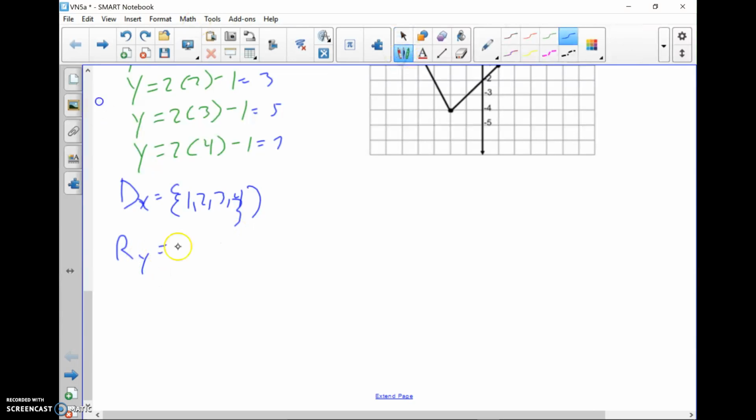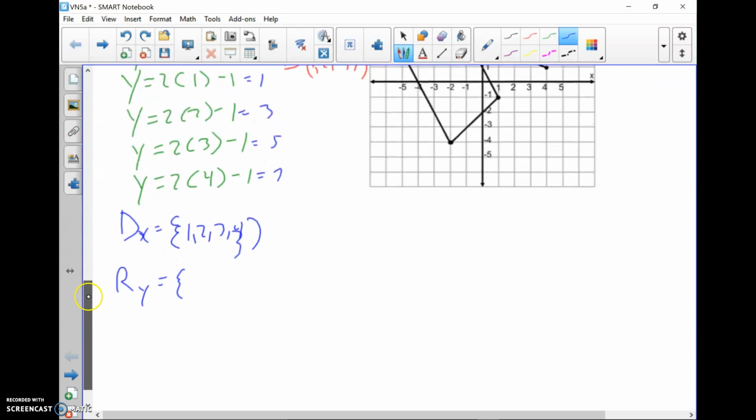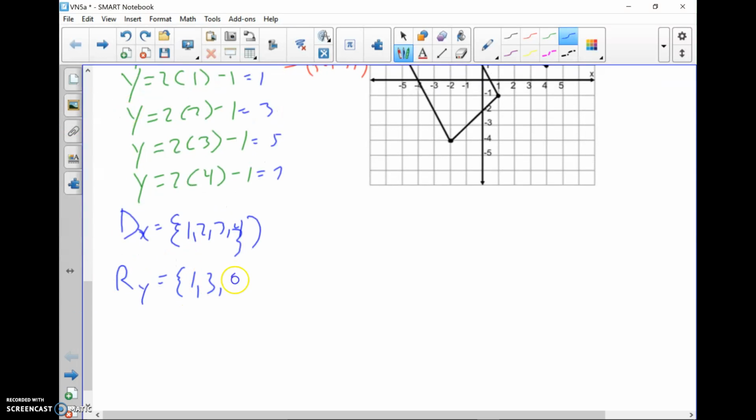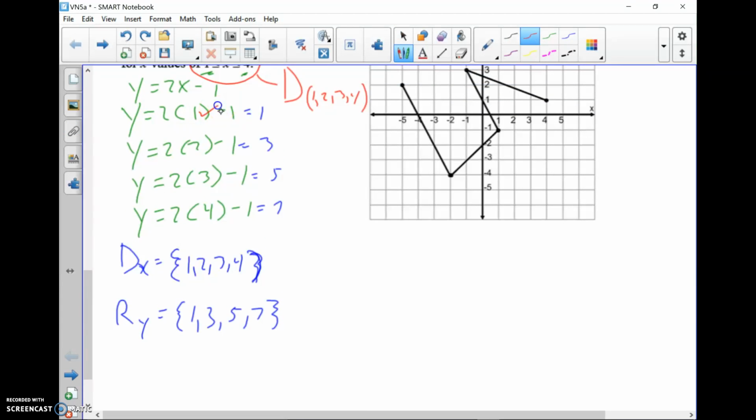All right, my range was that outputs. We plugged in 1, 2, 3, 4. We got out 1, 3, 5, 7. That's meant to be a little squiggly there. And what happened? Is this a function? Did any of our x values repeat? We plugged in 1 once, we plugged in 2 once, plugged in 3 once, plugged in 4 once. So yes, this is a function.